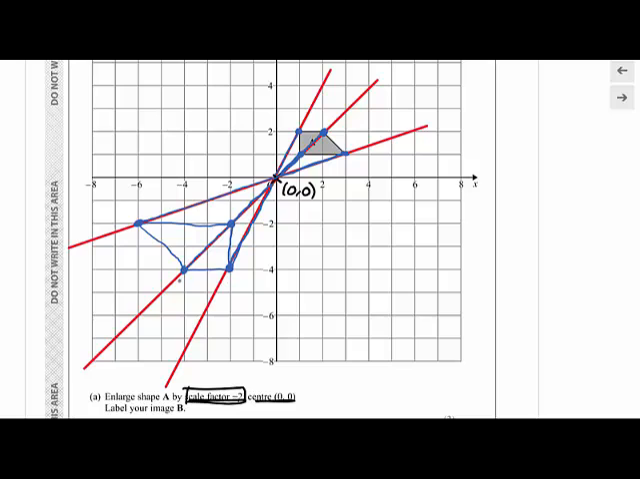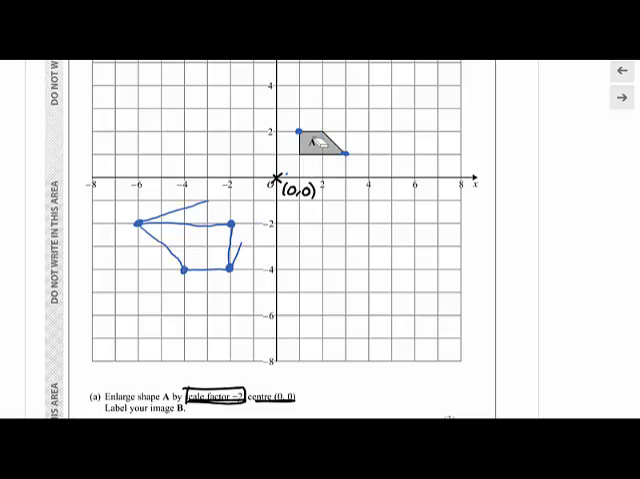Again, you will do this with a ruler in the exam, but obviously it's more difficult for me to do it on here. Then I can remove all the construction lines and verify that we get something that we expect. So that looks pretty good to me. And it says to label that new shape B.